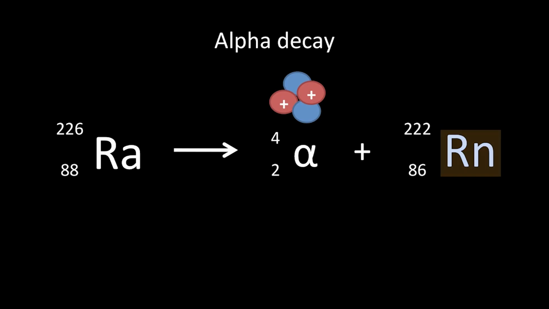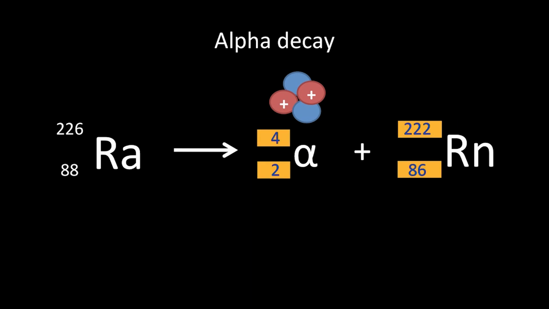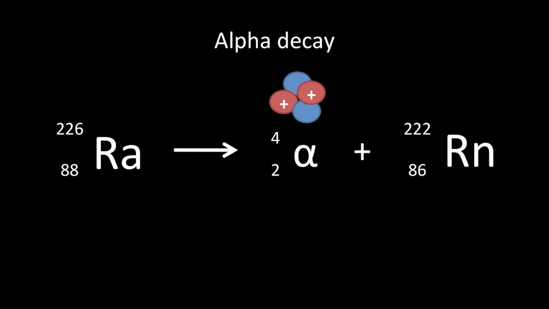Remember, in all decay equations, the numbers on the right-hand side of the equation, at the top and at the bottom, must add to equal the numbers to the left of the arrow at the top and the bottom. In this case, 4 plus 222 equals 226, and 2 plus 86 equals 88.